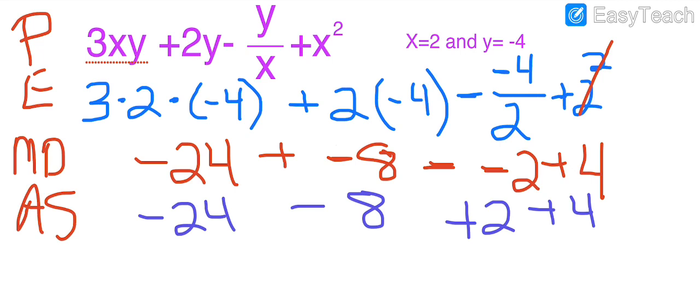Once you've rewritten that, all we're left with is addition and subtraction, and from left to right we can go ahead and do the addition and subtraction. And the -24 minus 8 is -32. -32 plus 2 is -30. -30 plus 4 is -26 for the final answer.